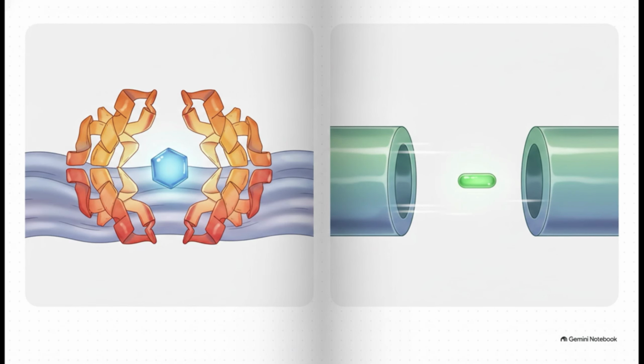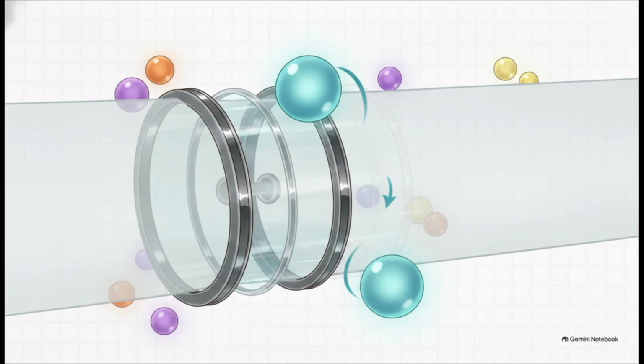And that brings us to the 2 main flavors of these transport helpers. You've got carrier proteins on one side and channel proteins on the other. Both of them get the job done without any ATP, but their methods are beautifully different. Let's take a closer look at carrier proteins.